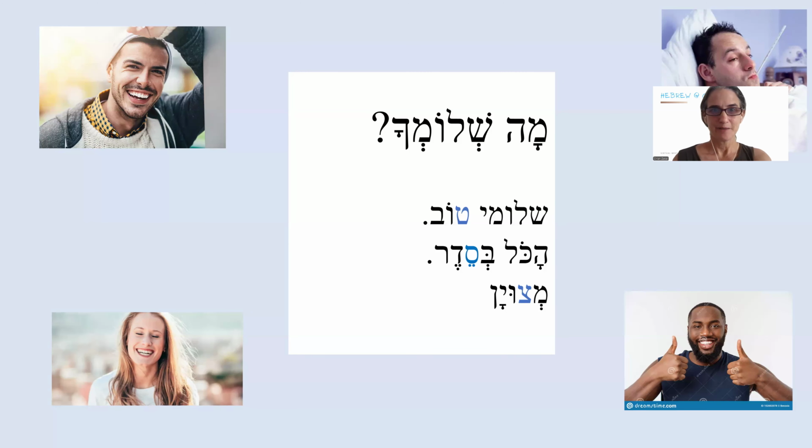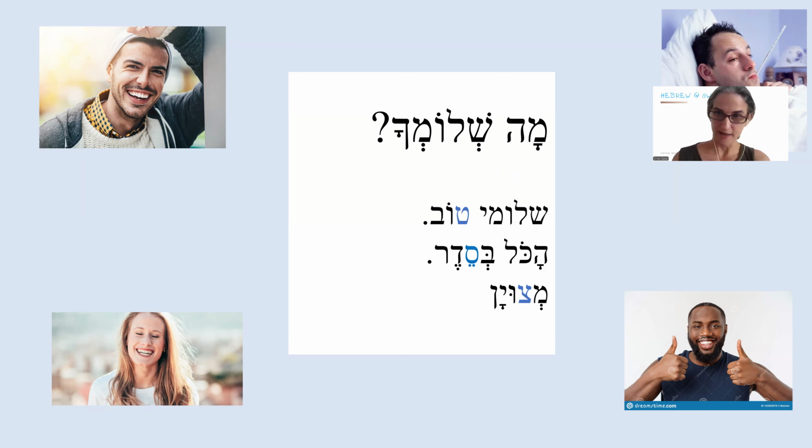שלום, תלמידים ותלמידות לעברית. אנחנו ממשיכים, we continue with the Hebrew alphabet, and today 3 more letters. And those are the letters that are found in 3 answers to the very common question, מה שלומך? How are you? מה שלומך?